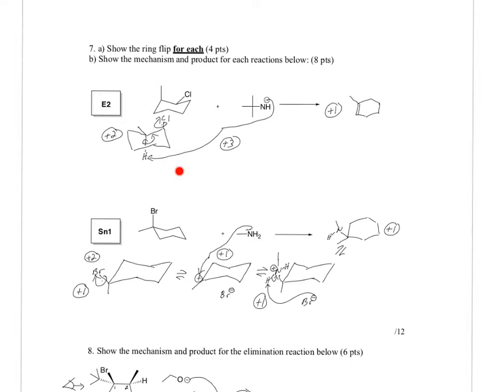Three arrows: grab the H, the C-H sigma bond breaks, and at the same time the carbon-chlorine bond breaks. Very similar to what we just looked at in the last question. See that anti-periplanar E2 reaction, and you go for the more substituted one.